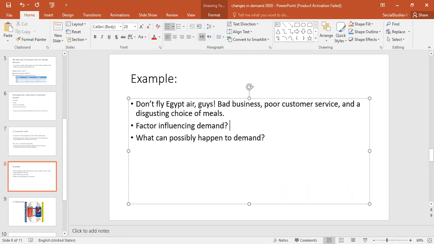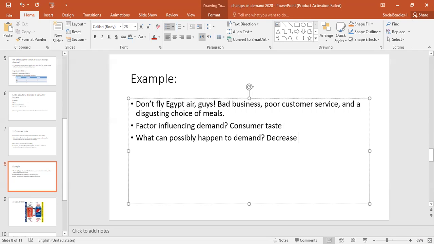Again, if I ask you that, this is the scenario right here, and your factor would be consumer taste, because this is a bad review. It's affecting my taste, what I want. And what can possibly happen to demand here? Like Myrna said, demand will definitely decrease.